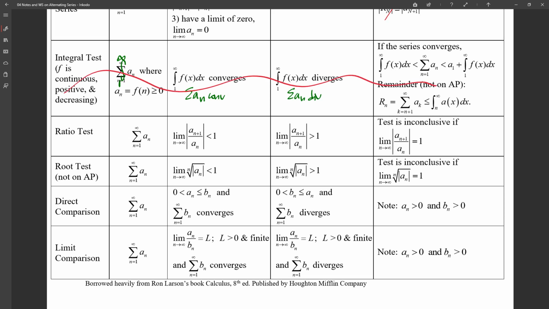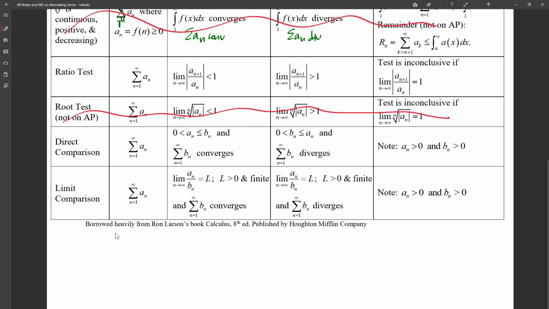Ratio test will be. The root test has never been on the AP exam, and the direct comparison and limit comparison tests won't be, and that was on a previous video if you were curious about that.